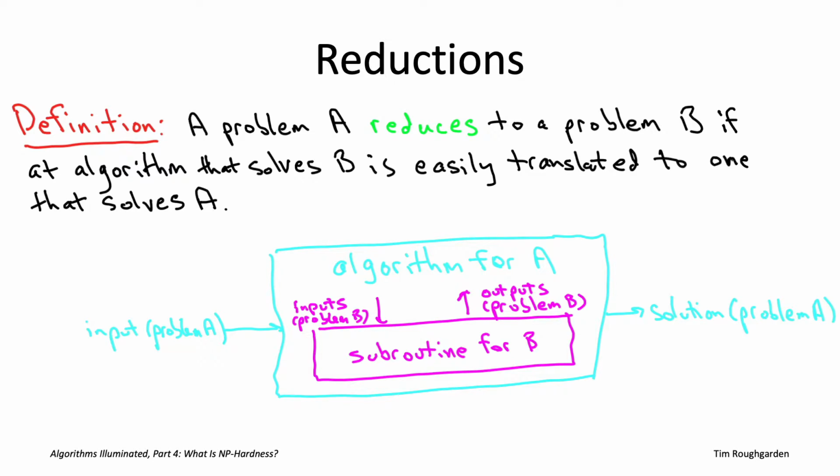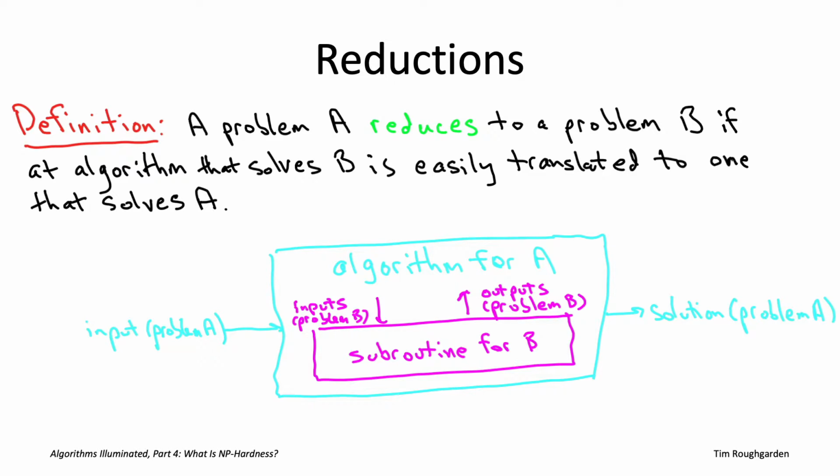Now, what do I mean by easily translate in this definition? Well, the ground rules are, in this reduction, we want it to be efficient. So this reduction should only invoke the magenta box, the subroutine for B, a polynomial number of times, meaning the number of invocations is bounded above by a polynomial function of the input size of the problem A that the light blue box was given.